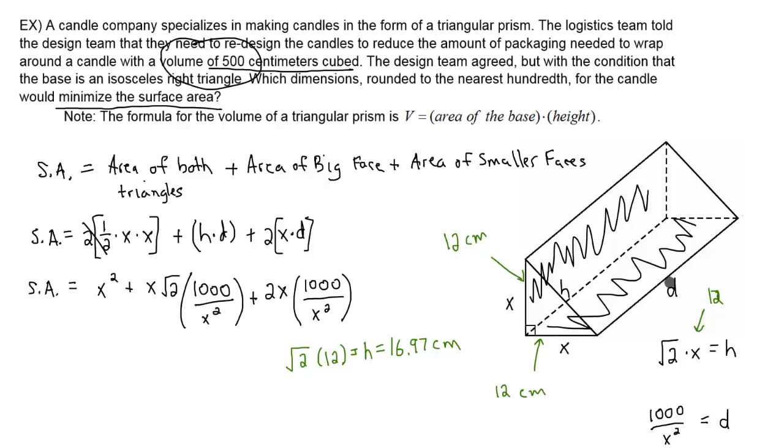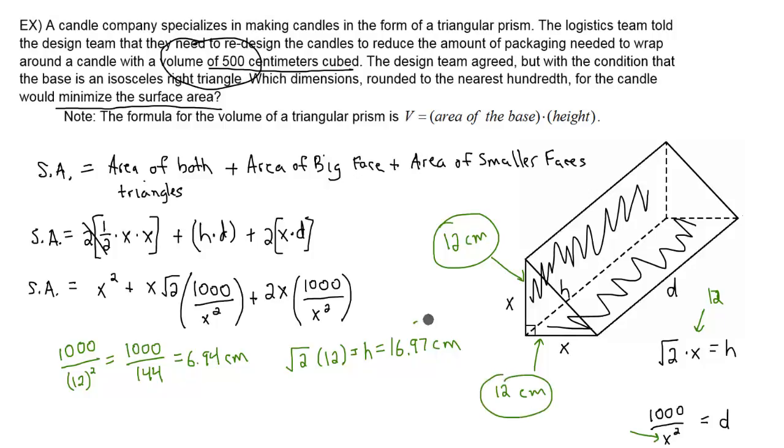And now we just need the height of this candle. So we need to plug in our x for this x down here. So it's going to be 1,000 divided by x squared. So our x is 12, and we're squaring that. So this is going to be 1,000 divided by 144, which is going to be about 6.94 centimeters. So the dimensions of this candle will have a base that is a triangle that will be 12 by 12 by 16.9 centimeters, and then it's going to have a height of about 6.94 centimeters.